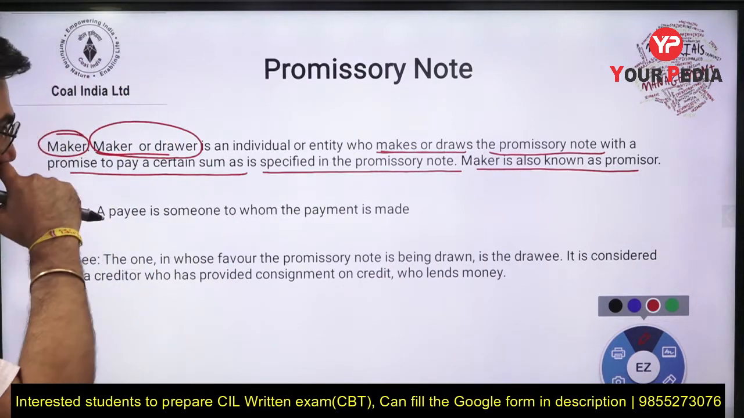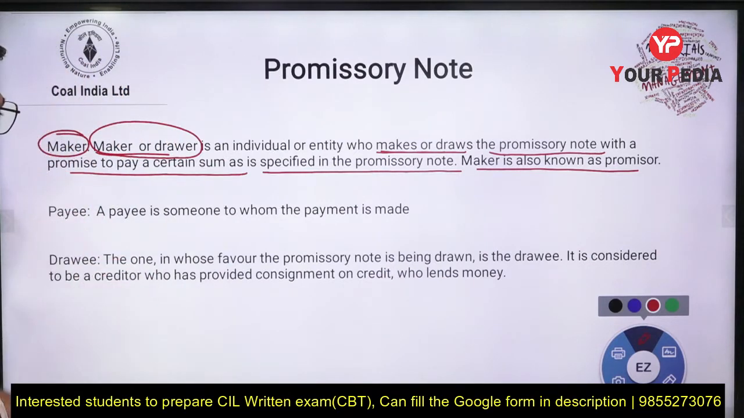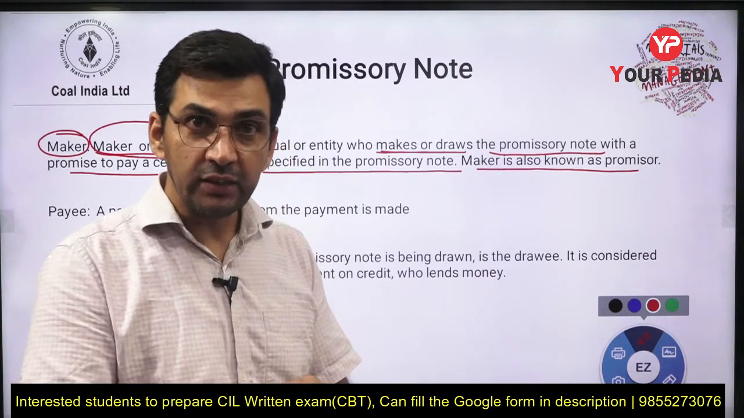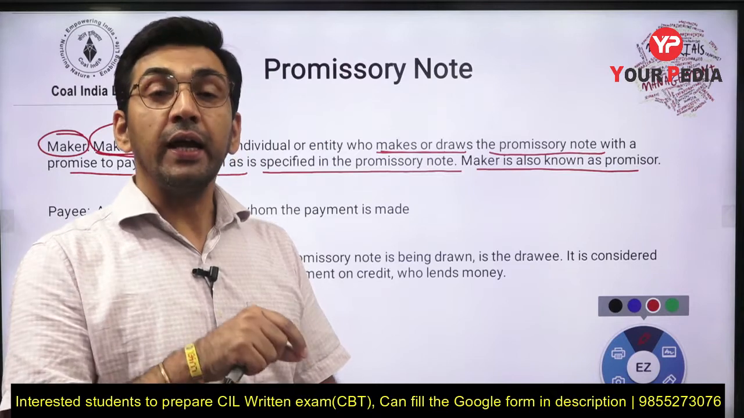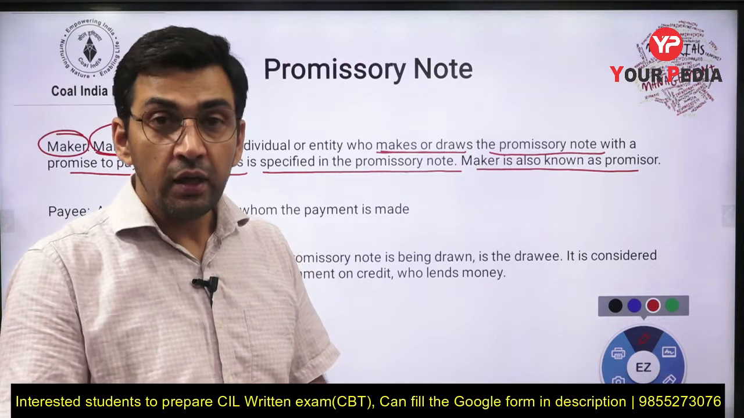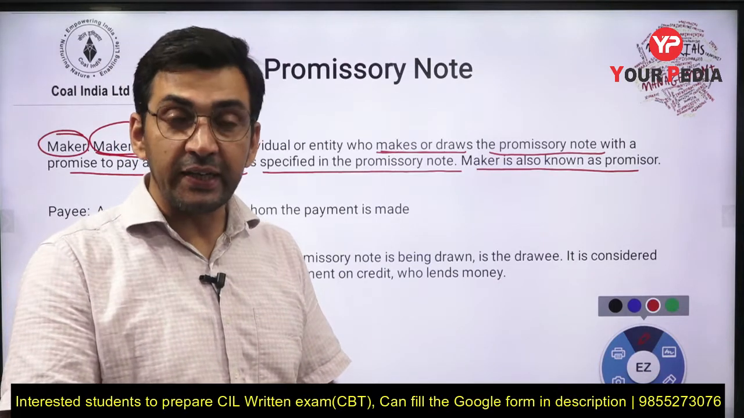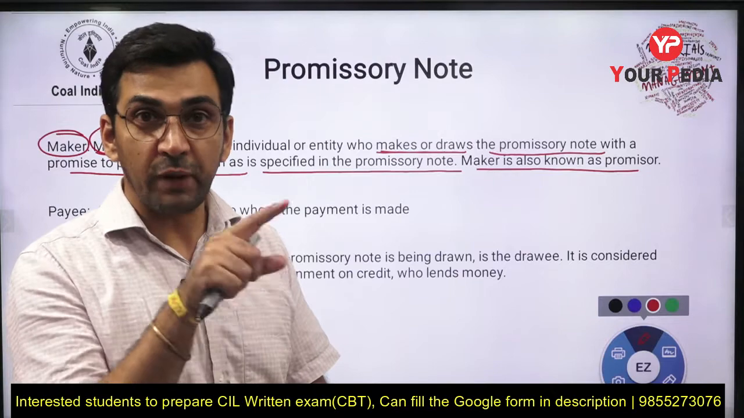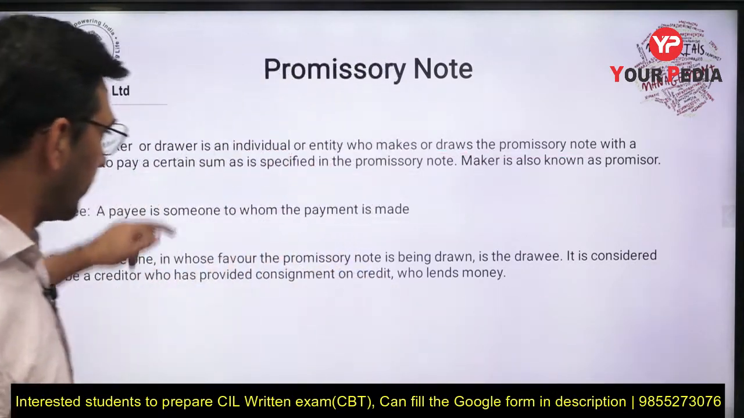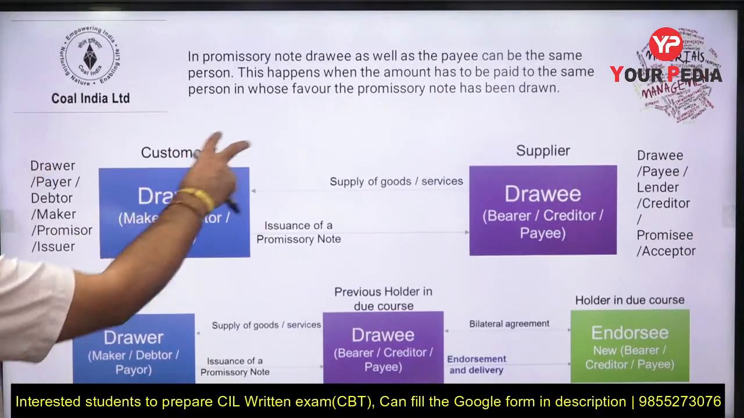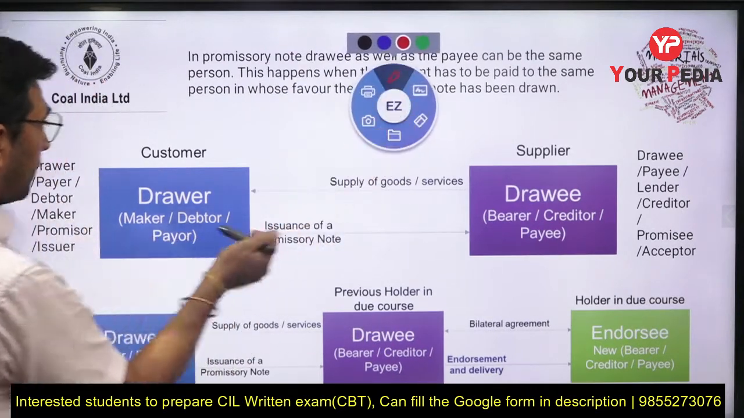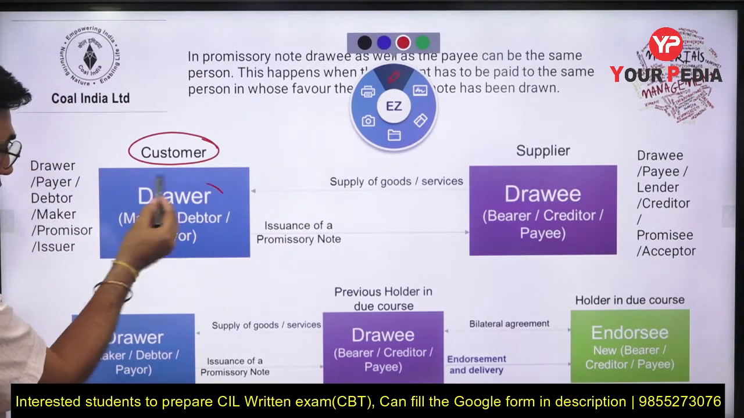Now we will give a different name to this fellow who has made this note. Because he is making it, we call him a maker, and since he is also promising, we can also call him a promisor. We can also call that entity a drawer, because he is drawing that note, making that note. Now see these terms over here. Drawer means customer. In this case, drawer will be the customer, because the customer is promising. So the customer in this case will be the drawer making that note.